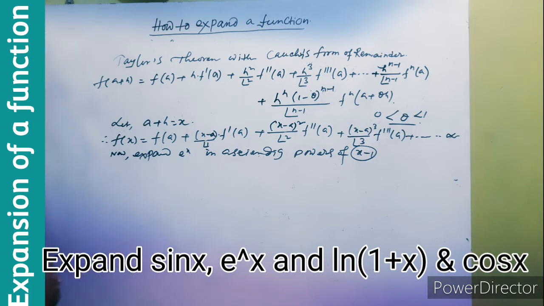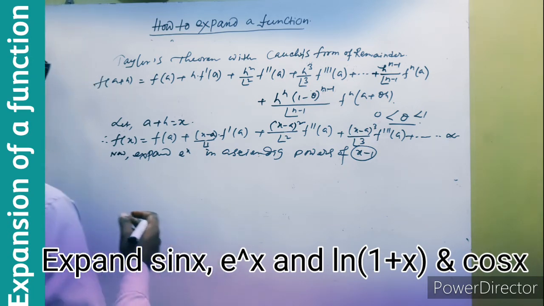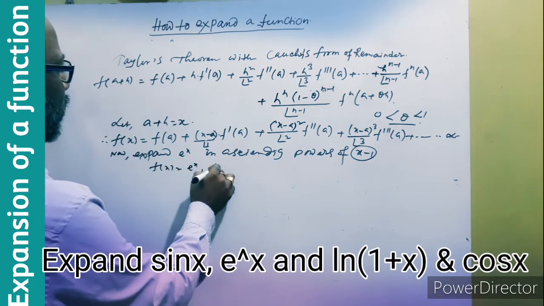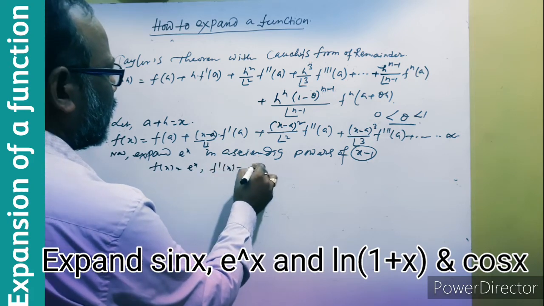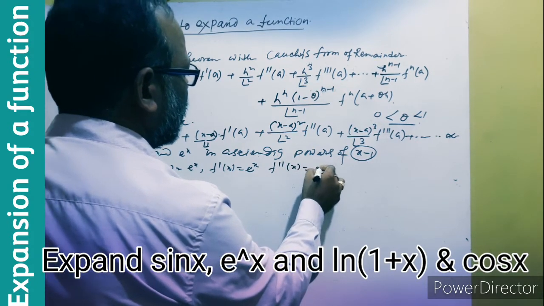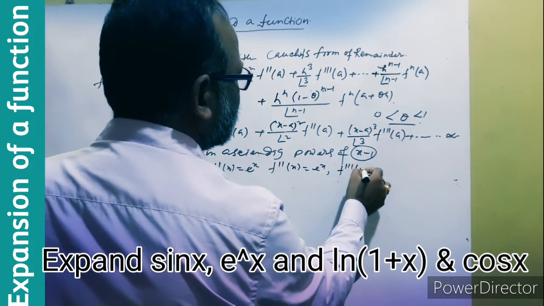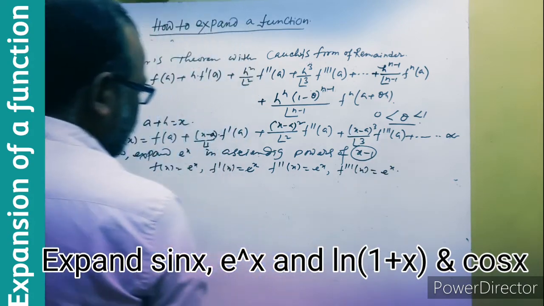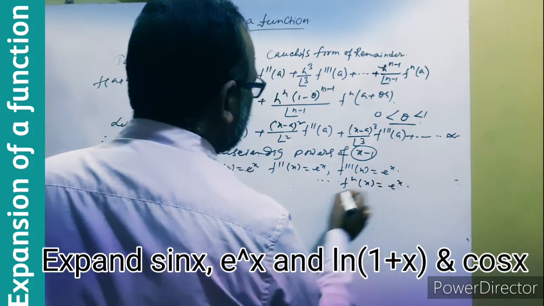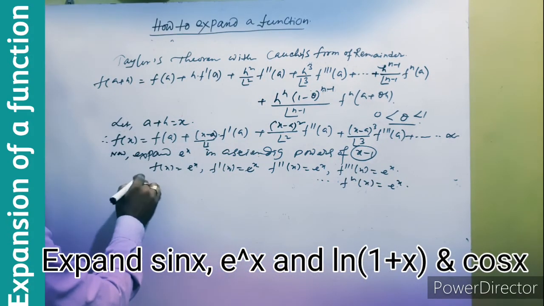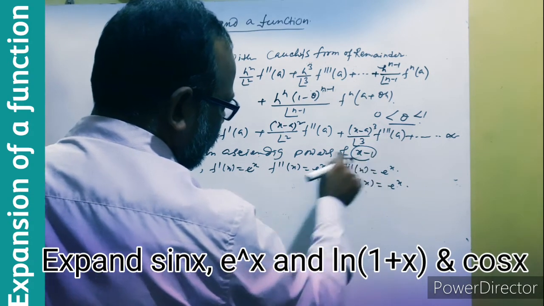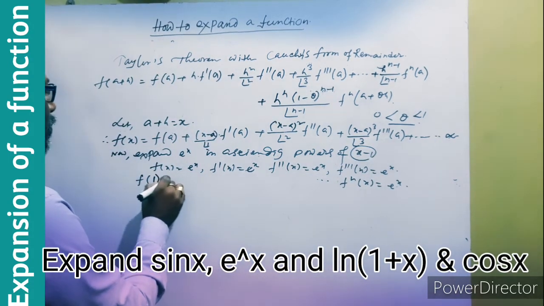First we differentiate the function f of x, which is e to the power x. Differentiating, we get f dash x equal to e to the power x, then f double dash x is e to the power x, and f triple dash x is e to the power x. After the nth derivative, we still get e to the power x. Now find f of a; we want f of 1, since in place of a we want 1.